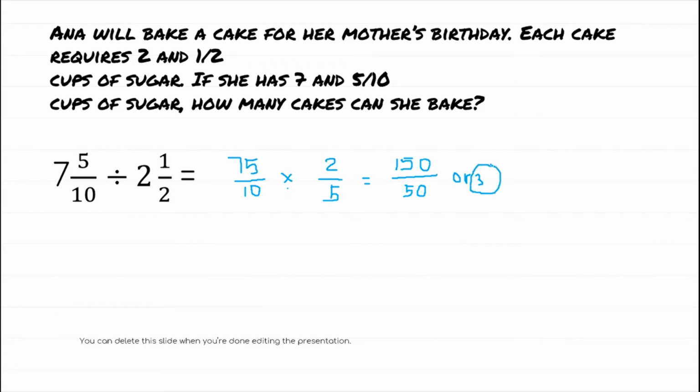Okay, so from 7 and 5/10 cups of sugar, she can create 3 cakes. So I guess Anna's mother will be happy because Anna can create 3 cakes for her birthday.